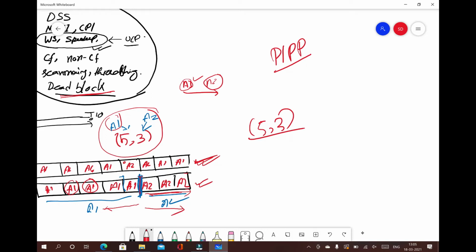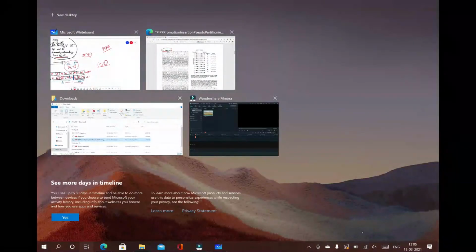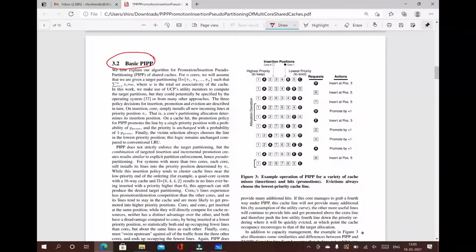So that's why you call it pseudo partitioning. How did they do the partition? They did the partition by changing the insertion and promotion policy of the replacement policy. So now, how have they changed the insertion and promotion policy?